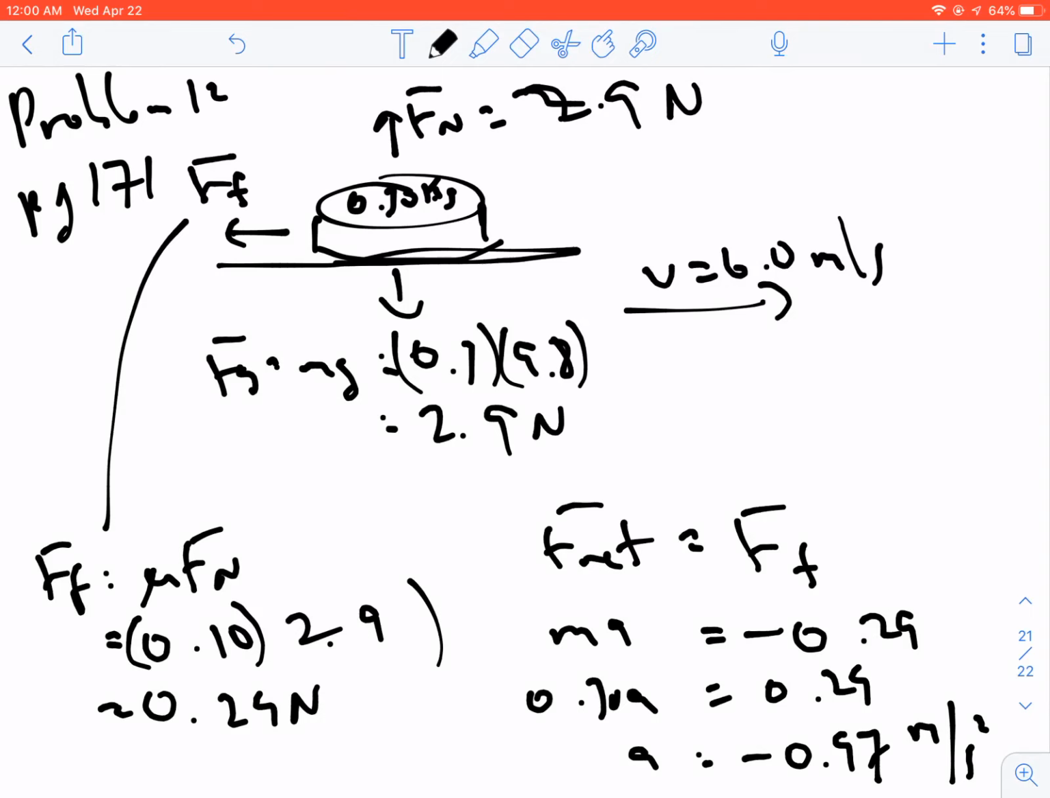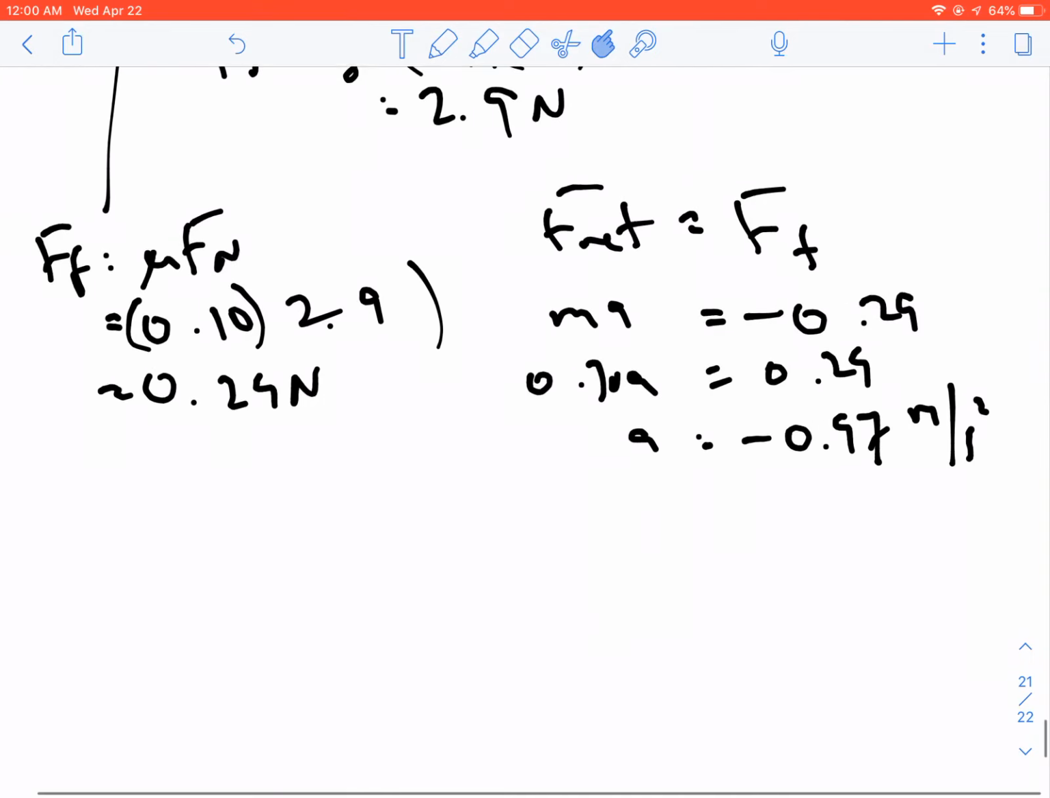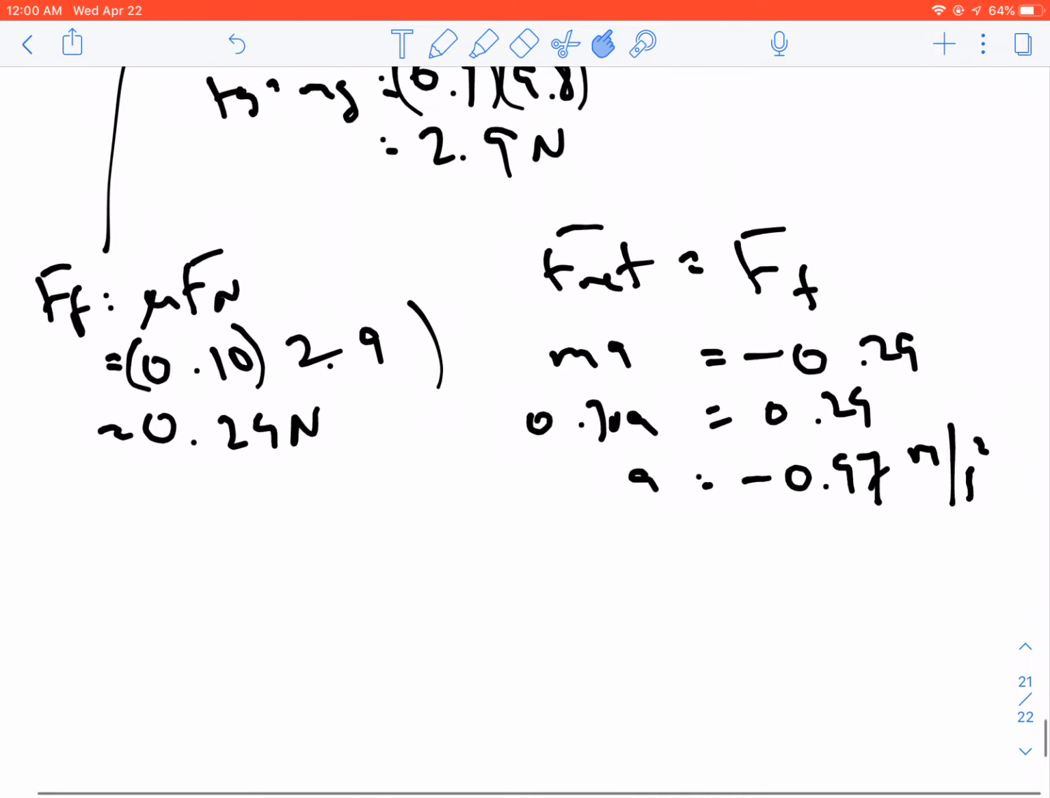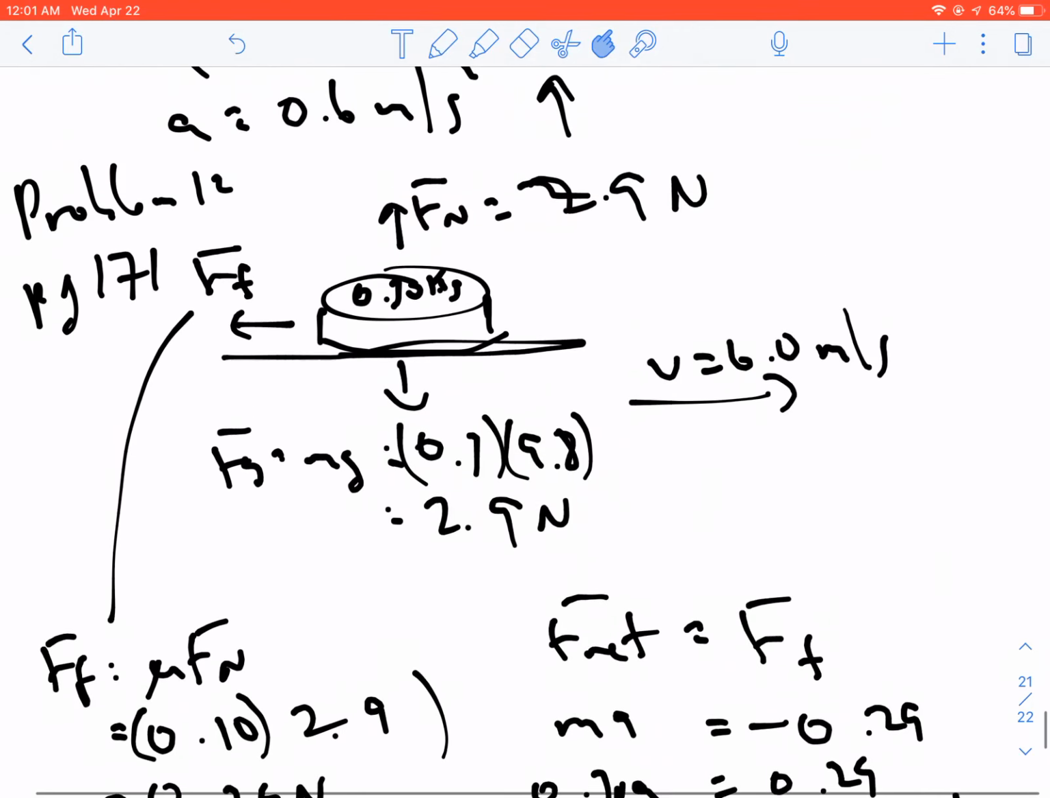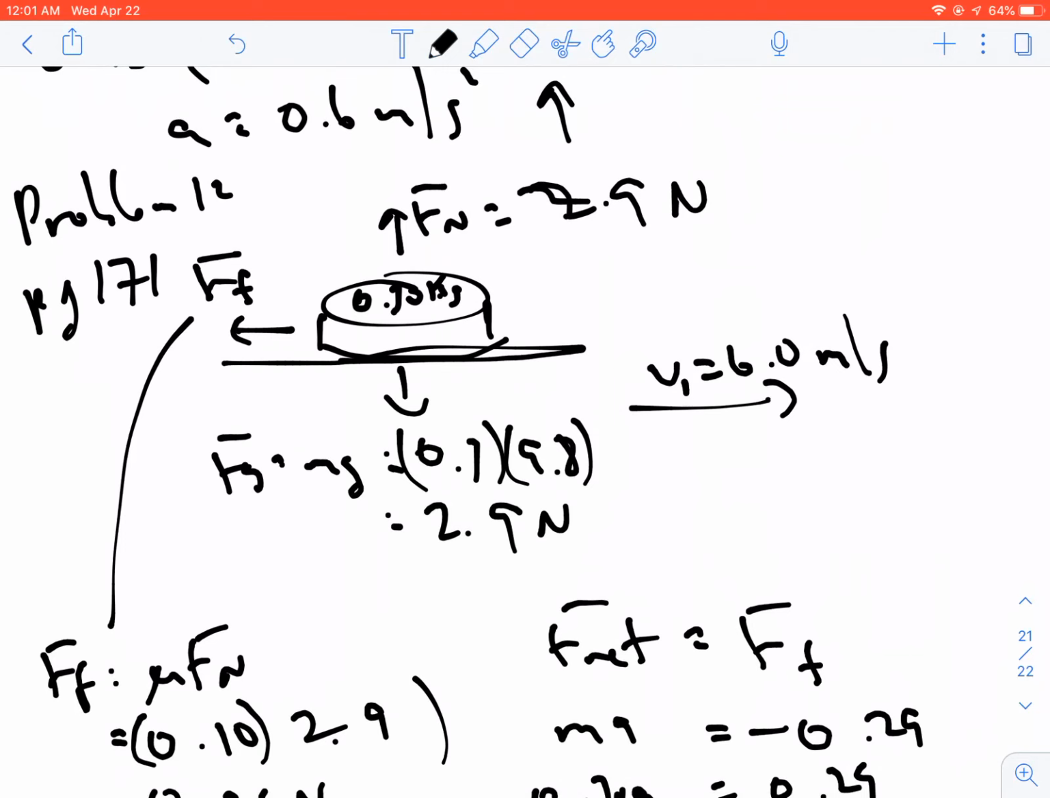And the question is, how far will it travel, and how long does it take? Let's look back at my question for a minute. Notice that it was going at 6 meters per second before it hit the rough patch of ice. So that actually turns out to be my V1, my starting speed. And when it gets to here, it's going to have a V2 of 0. It's going to come to a stop.